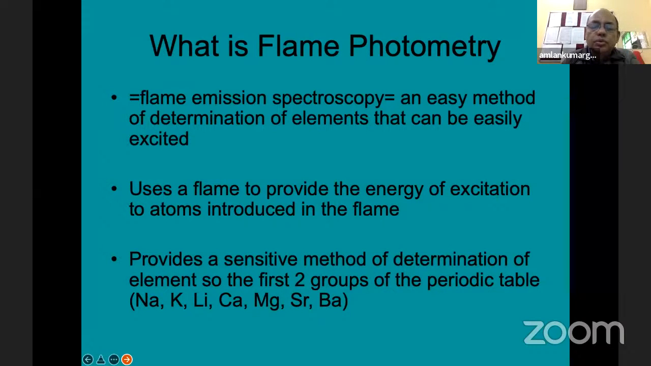So they have 2 electrons in the outermost shell, and the energy provided by the flame is good enough to send these 2 electrons or 1 electron of these elements to an excited state. So that forms the basis of flame photometry.